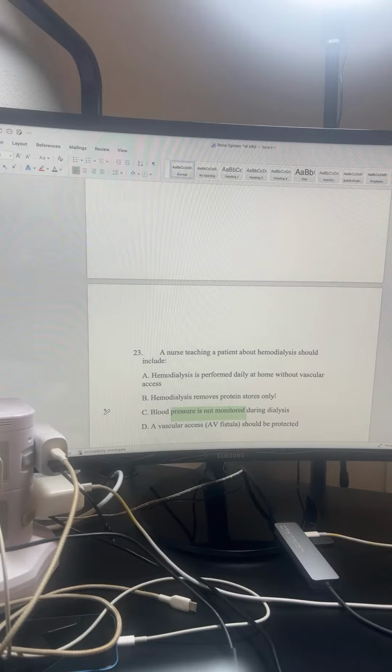Hemodialysis removes protein stores only. Not only protein stores. Hemodialysis is performed daily at home without vascular access. False, it's not usually performed at home. Which dialysis is performed at home? PD. What's PD? It's the stomach, peritoneal. So yes, peritoneal dialysis is done at home.